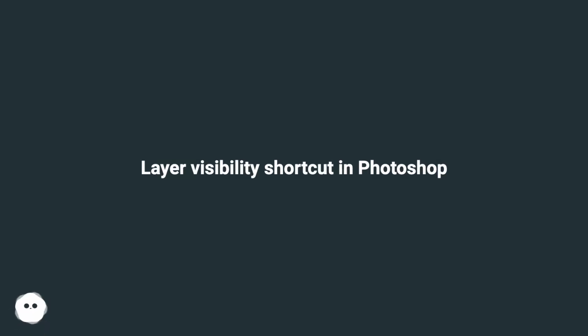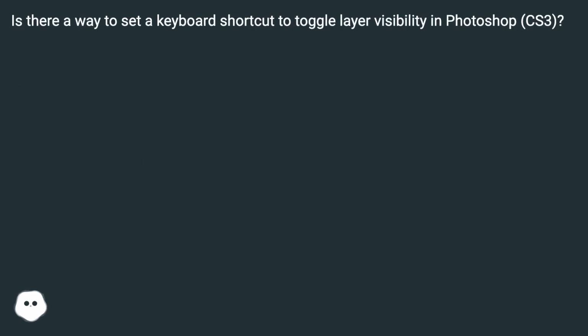Layer visibility shortcut in Photoshop. Is there a way to set a keyboard shortcut to toggle layer visibility in Photoshop CS3?